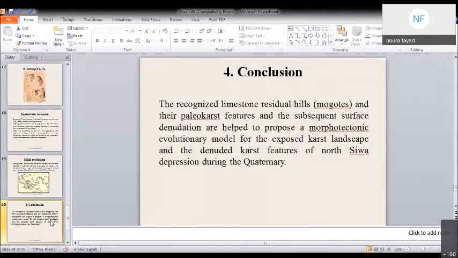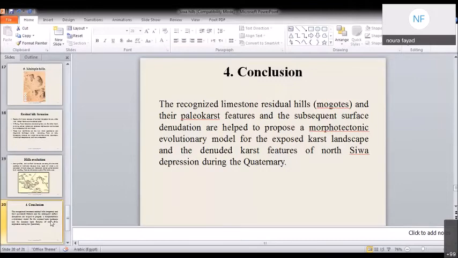Noura, we cannot hear you. We have a problem in connection. Okay, now we can hear you again. Can you hear us? We have a problem with the connection. Because they were at the conclusion part. Unfortunately, okay.